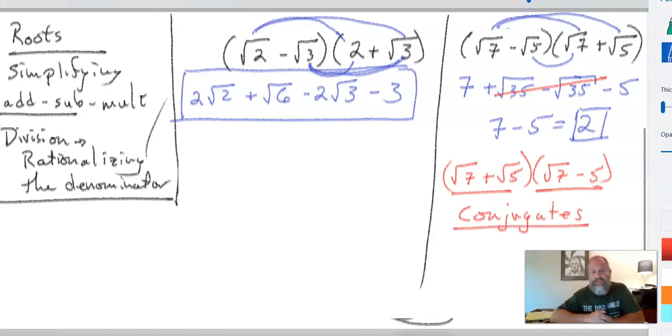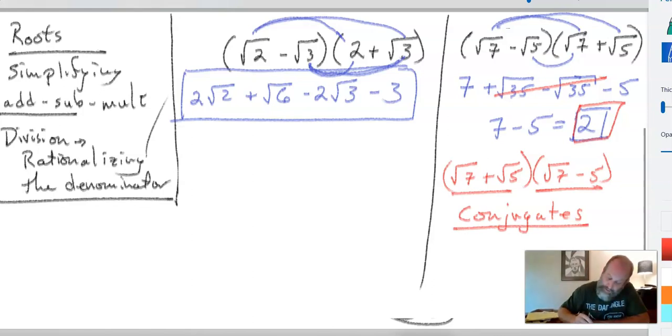These are conjugates of each other. And conjugates have the property that when you multiply a number by its conjugate, you will always get a whole number. You will get something that does not have a radical in it. This is going to be an important thing to note when we're doing the division part, right? That's a pretty important thing to happen.